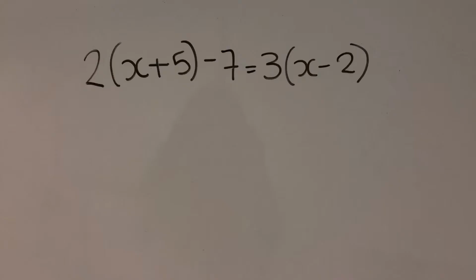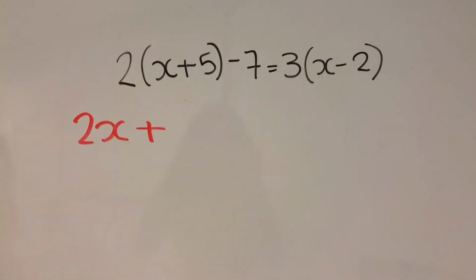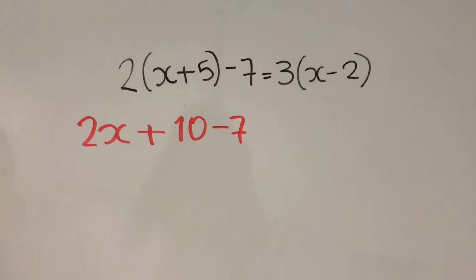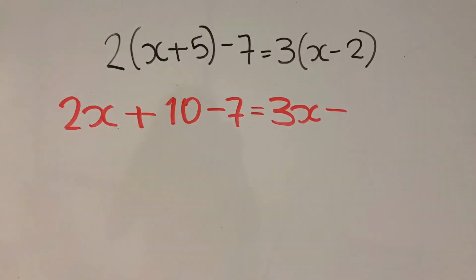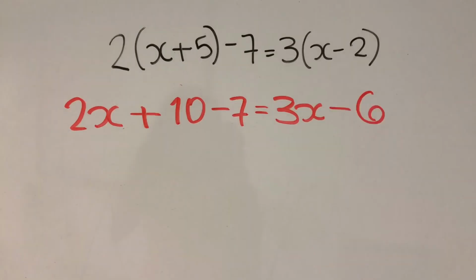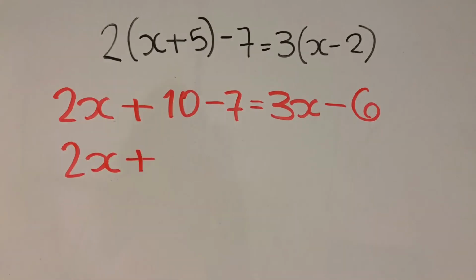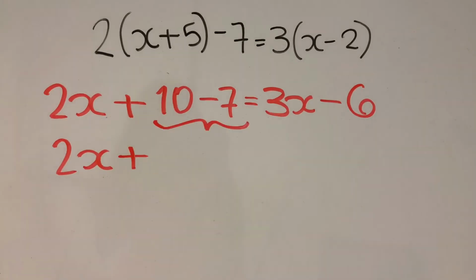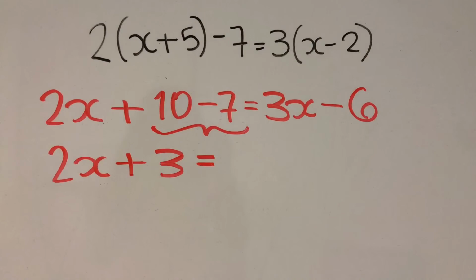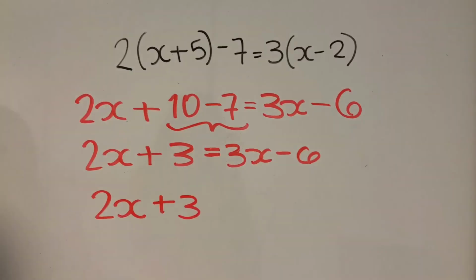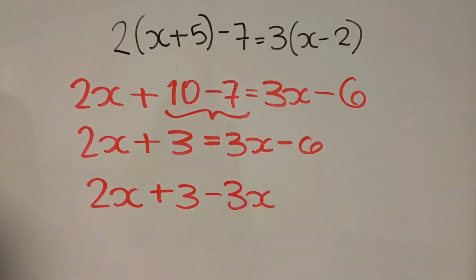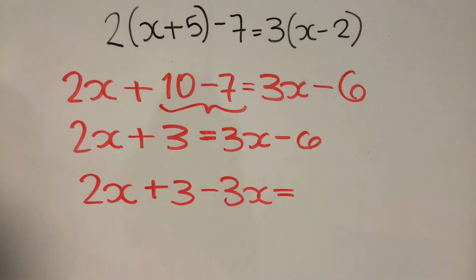Next, we will do an equation. You will first multiply the number outside the parentheses. Then you're gonna subtract 10 minus 7, which will give you 3. Then you're gonna pass 3x to the other side and with the opposite sign.